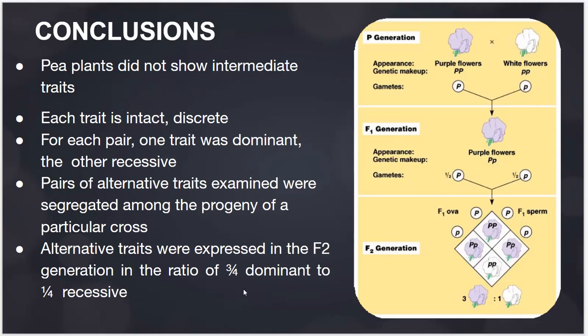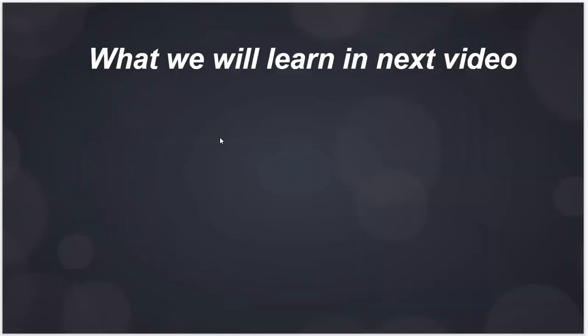So the ratio of dominant to recessive was 3 to 1. That is, 3 out of 4 plants showed the dominant trait and only 1 showed the recessive trait. So alternative traits were expressed in the F2 generation in the ratio of 3 to 1. That is, out of 4, the majority were showing the dominant trait, here purple color, and in the previous example tallness, and only 1/4, that is 1 plant out of 4, showed the recessive character. So these are the outcomes or conclusions that were drawn from Mendel's first monohybrid cross.